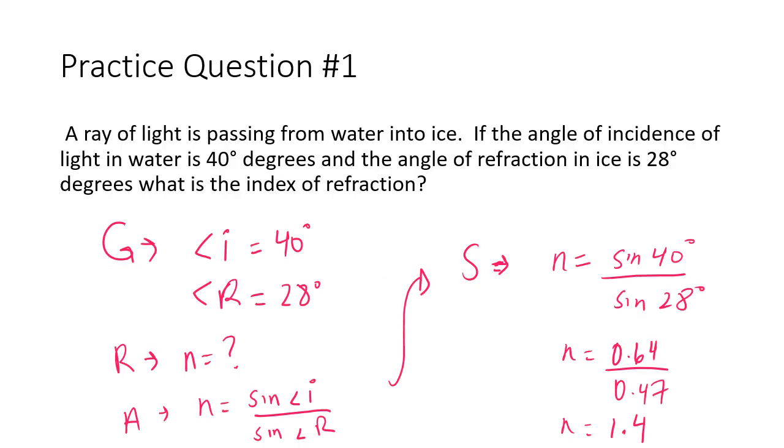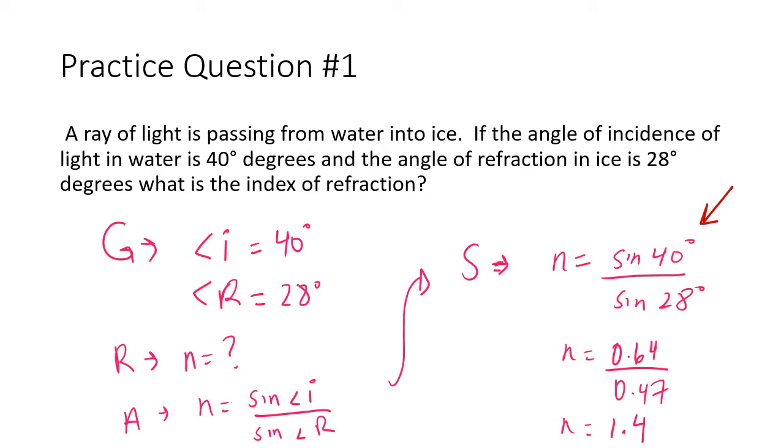So you'll notice that here I've inputted my values, so sine 40 divided by sine 28, and based on your grade 10 math course, you should know how to use these trigonometric ratios on a calculator. You're going to punch in sine 40 and you're going to get 0.64, and sine 28 will give you 0.47. I have rounded these to 2 decimal places.